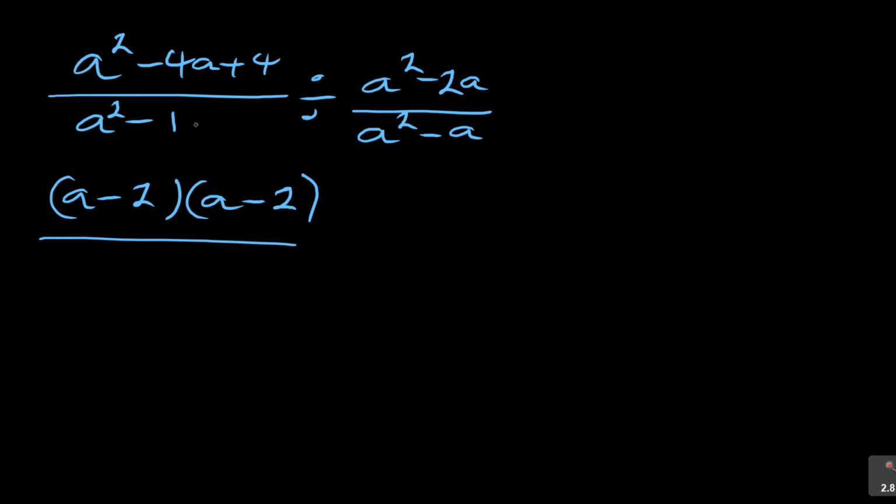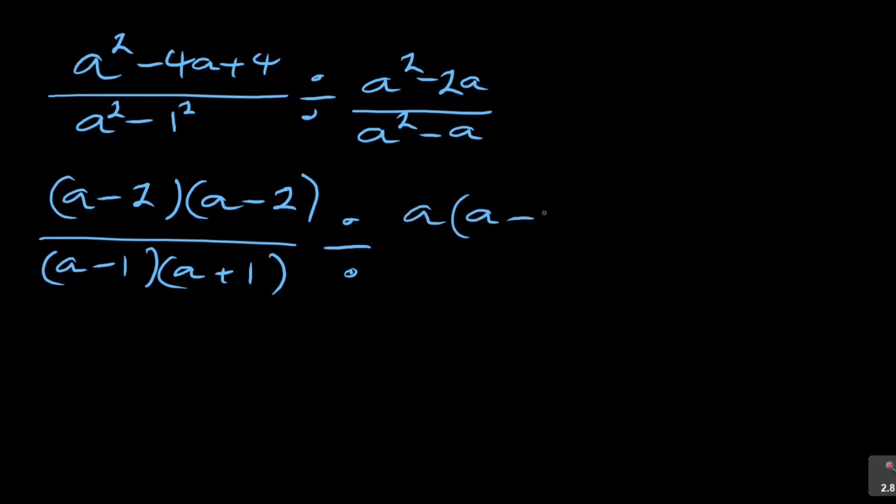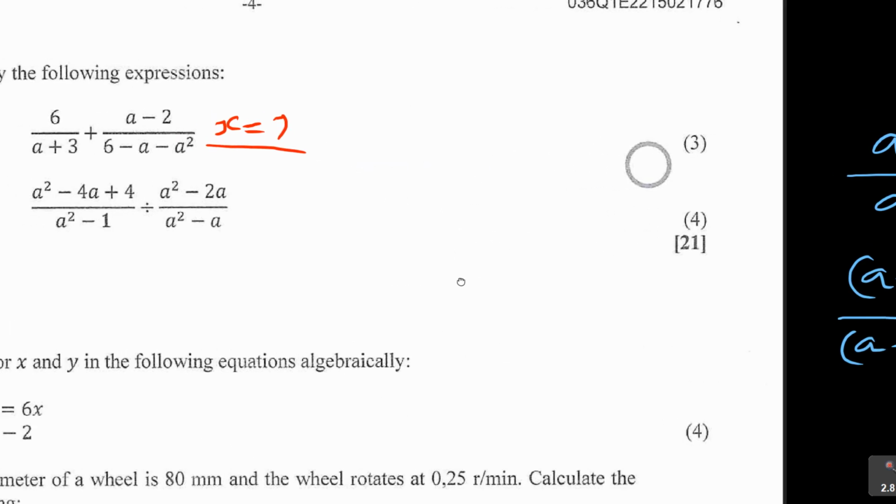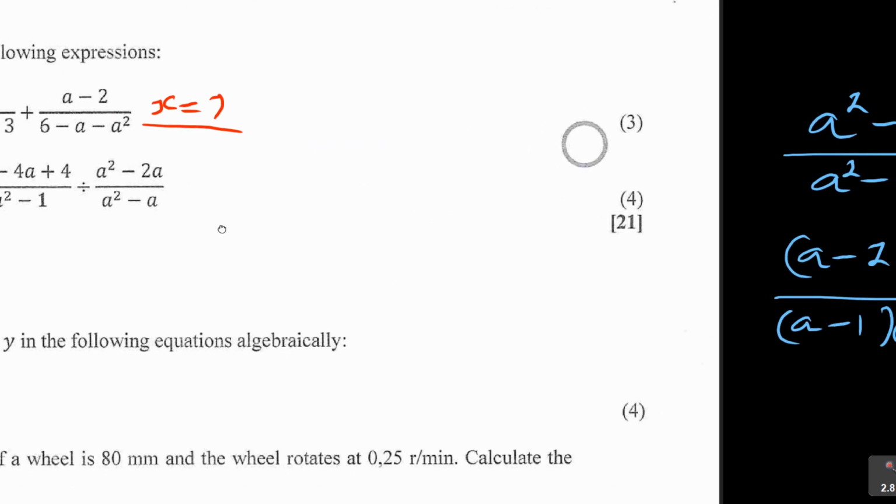Over here is a difference of 2 squares. There is a squared here. You open also 2 brackets, which is a minus 1, a plus 1. So it's divided by, see, a squared minus 2a, a is common, which is a minus 2, all over a squared minus a, which is a bracket a minus 1. If I can just check if this was copied properly. A squared minus that, yes.